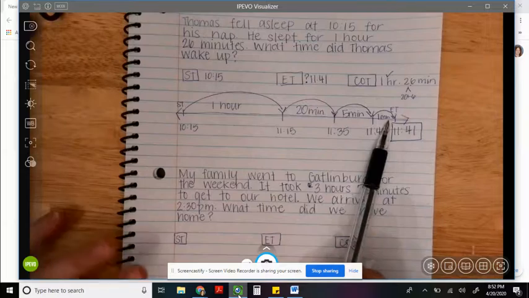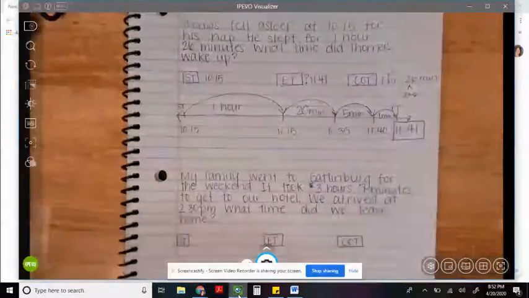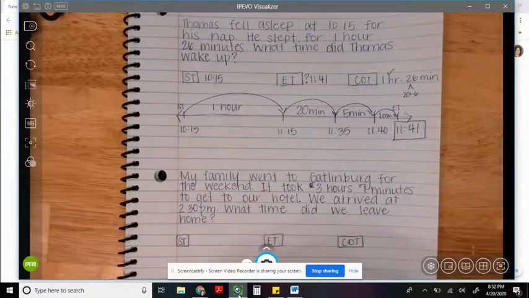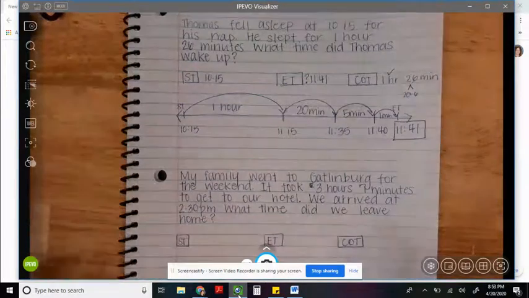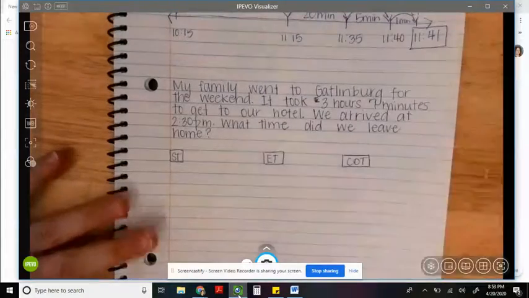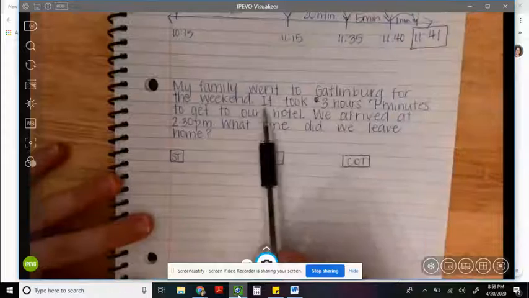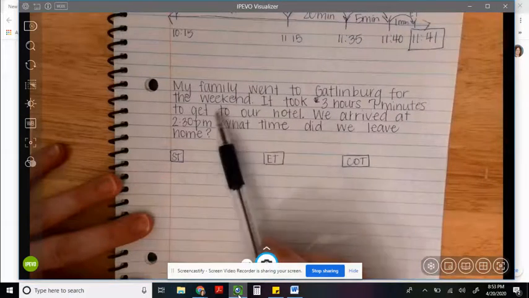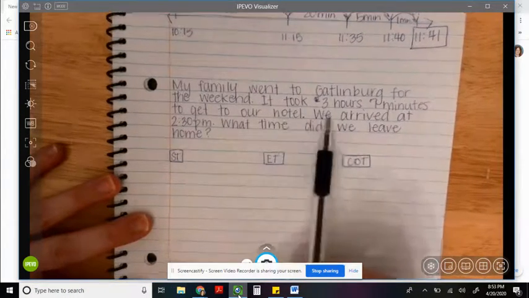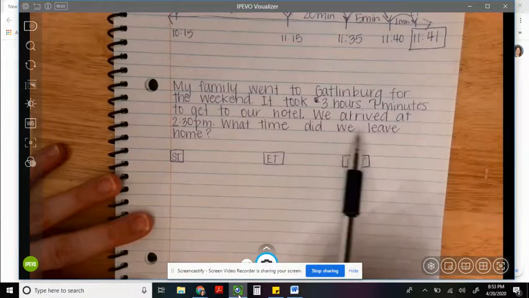That's your brain, and you are welcome to break these numbers up differently than what I did. Let's look at one more. The next problem says, my family went to Gatlinburg for the weekend. I wish. It took 3 hours, 7 minutes to get to our hotel. We arrived at 2:30 p.m. What time did we leave home?